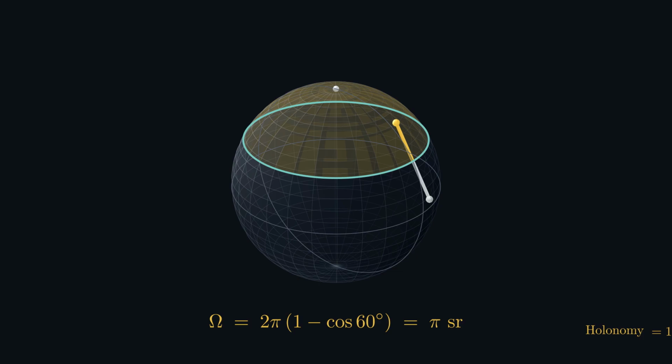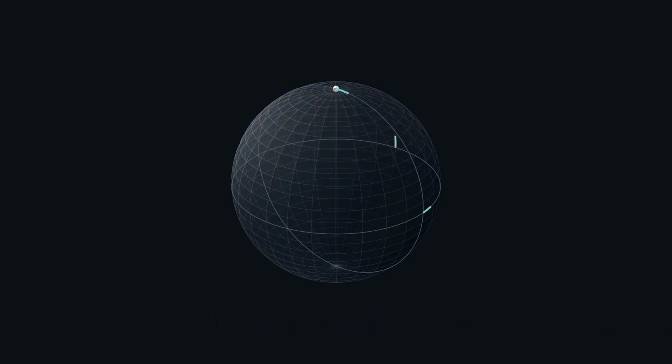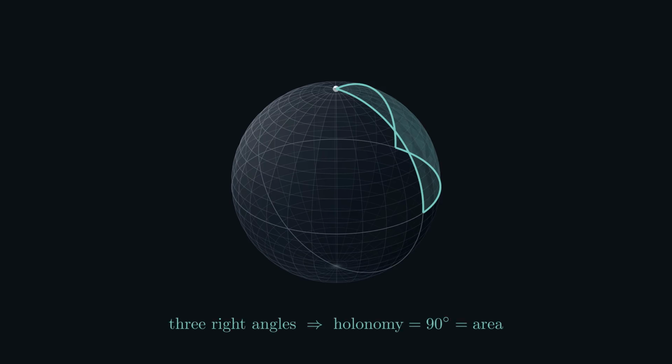A closed loop on a curved space can leave behind a rotation. That leftover rotation has a name. It is called the holonomy. The size of the patch is all that matters. Take a triangle with 3 right angles. Send the arrow around it, and it comes back turned by 90 degrees, exactly the area it enclosed.